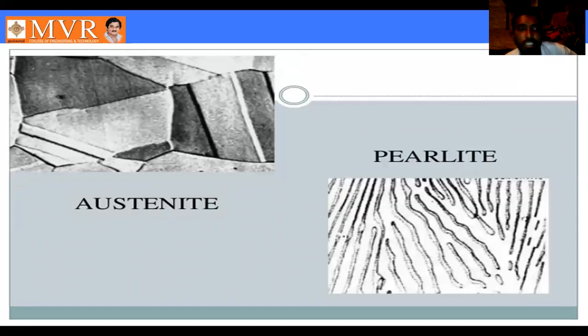So see here, it is the austenite structure. The austenite structure is transformed to pearlite. So it is a pearlite structure.